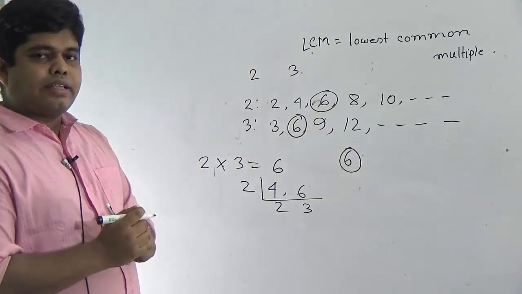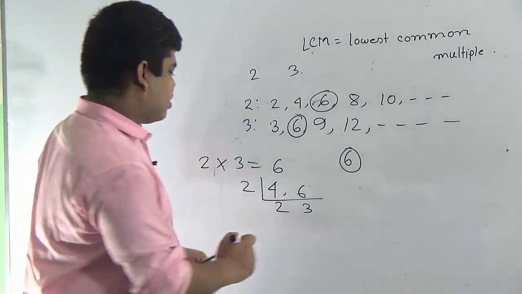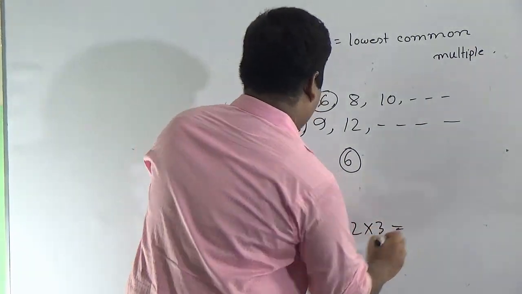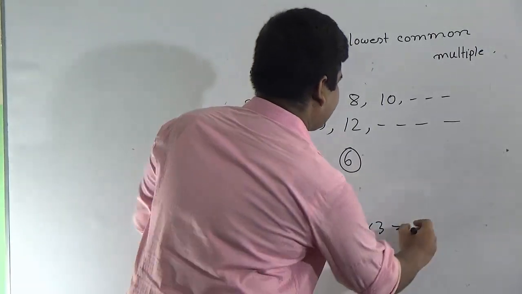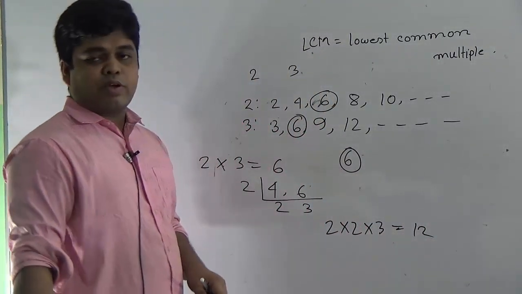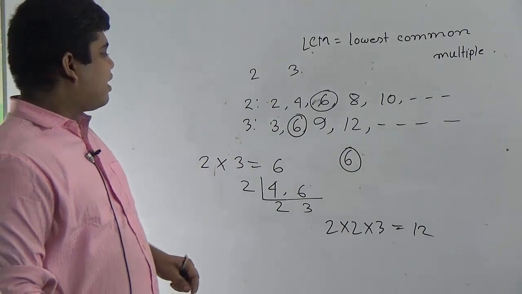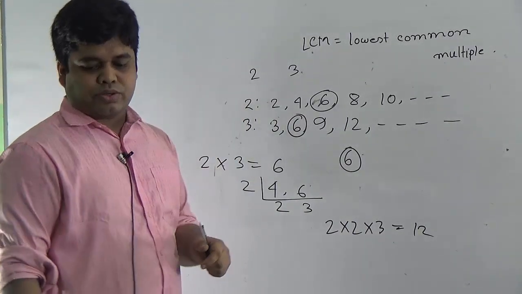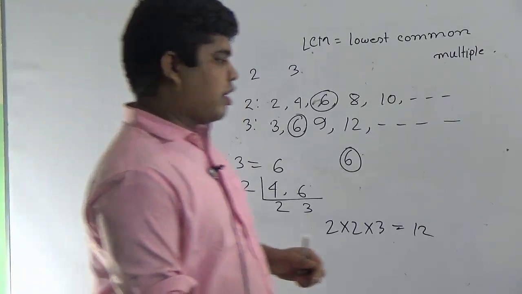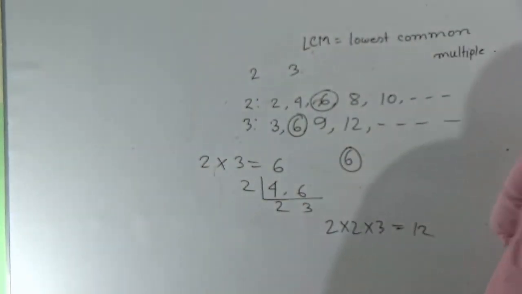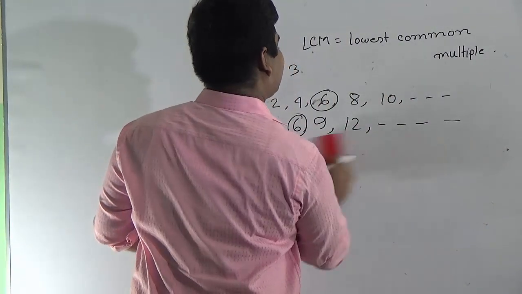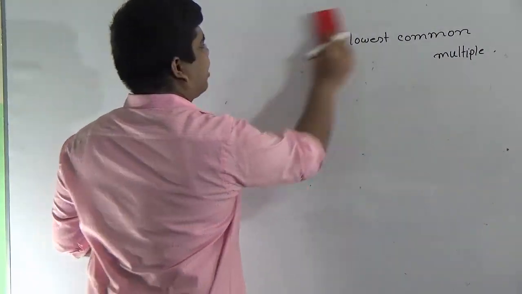Now we get the LCM by multiplying 2, 2 and 3. 2 2s are 4, 4 3s are 12. I hope you have understood how to find the LCM by the prime factorization method or the multiples method. Okay, my dear students, you use whichever is easier for you.